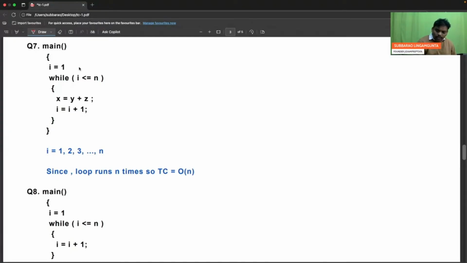Each I value, from 1 onwards, I am starting. For each I value, 2 statements are executing. I value 1, 2 statements are executing. I value 2, 2 statements are executing. I value 3, 2 statements are executing.